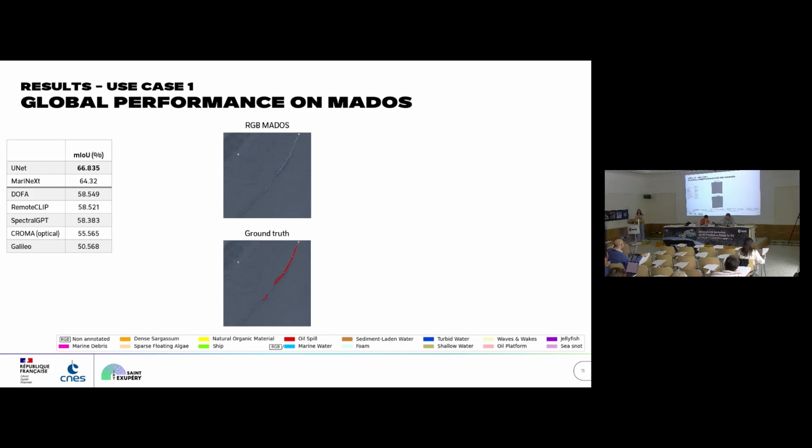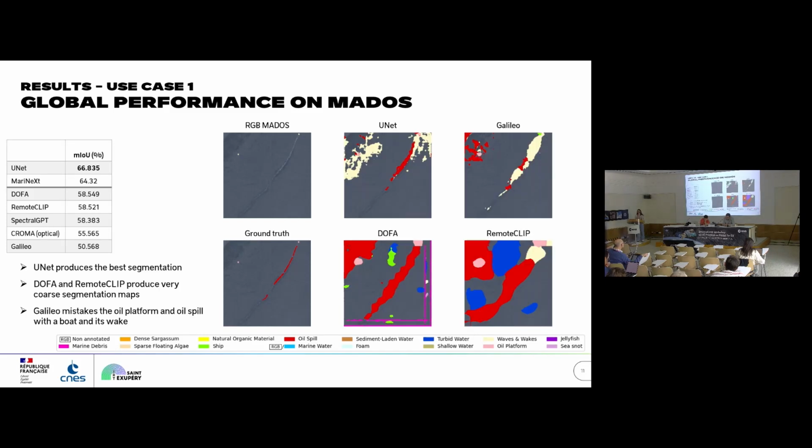So for the remainder of this presentation, I will focus on showing you a lot of segmentation maps that are produced by these models. So here's the first example. We can say that the segmentation map from UNet is correct. However, for DOFA and Remote Clip, the annotated pixels are correct, but the segmentation does not respect the boundaries of the objects. So depending on the final use case, the segmentation maps might not be satisfying. So here, the UNet would be the best model.